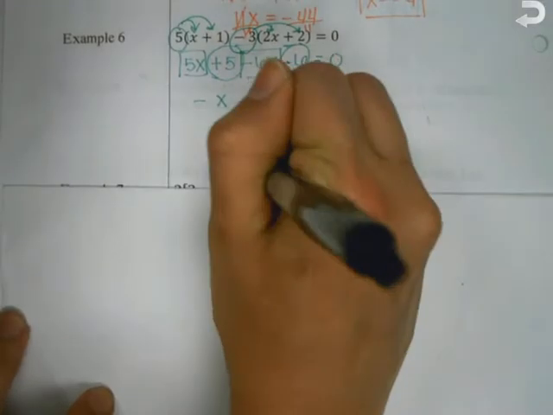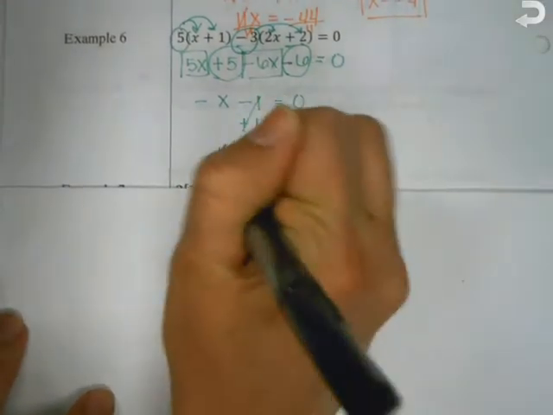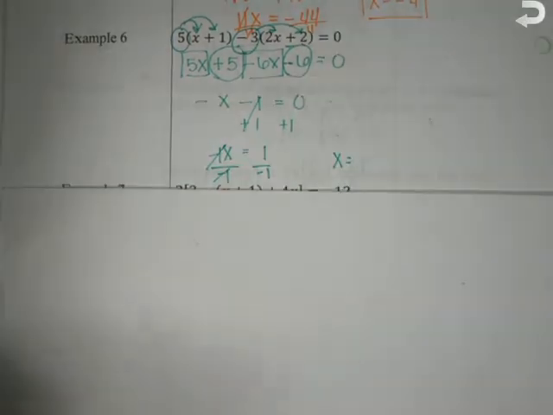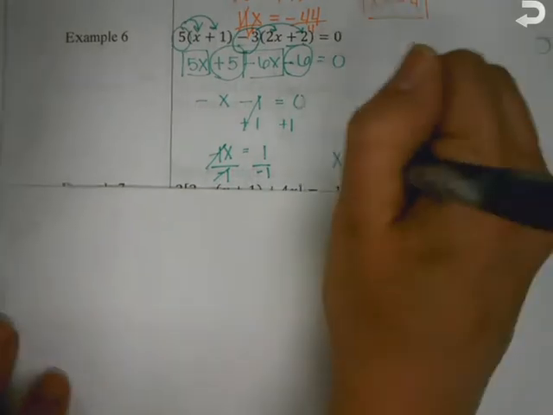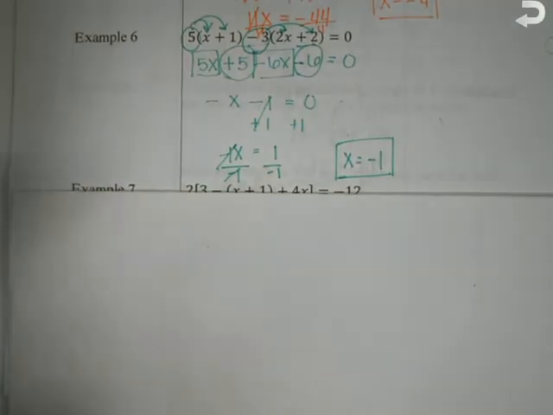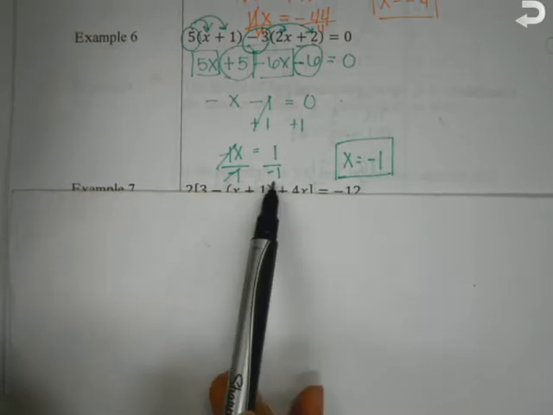What's 1 divided by negative 1? What's 2 divided by 2? 1. What's 3 divided by 3? 1. So what would 1 divided by 1 be? 1. And what is a positive divided by negative? A negative. So it's negative 1. Okay? How do you guys feel about that one? Eh?